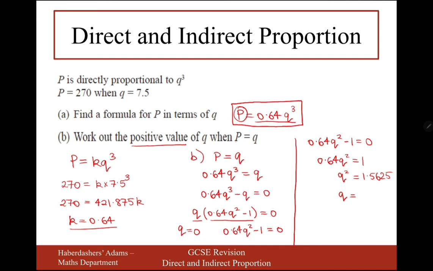So square root the answer. And that gives me plus or minus 1.25. So we want the positive value. So the final answer for part B is 1.25, positive 1.25. There we are. That's how you would solve this little quadratic here. You might not have got to that in the scheme of work yet, but that is how you would solve the question.